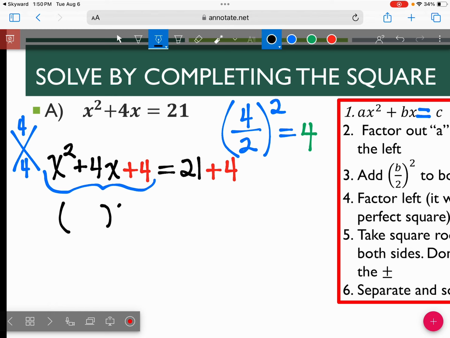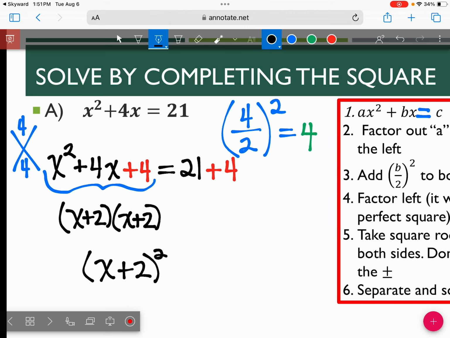So really, we could write this as x plus 2 times x plus 2, but that's not how we do that in math. If it's the same thing, right? Instead of writing x plus 2 twice, what can I write? X plus 2 squared. So I'm going to write x plus 2 squared equals, and then what do you get here when you add these two numbers together? 25.